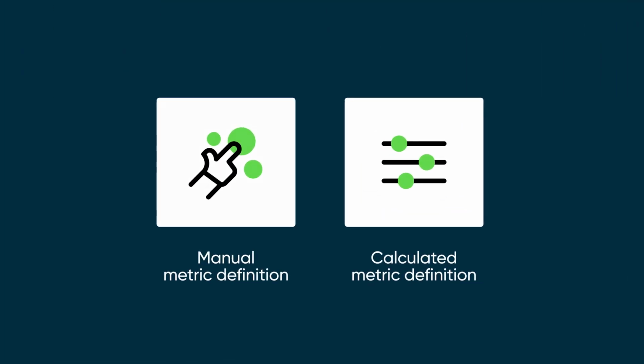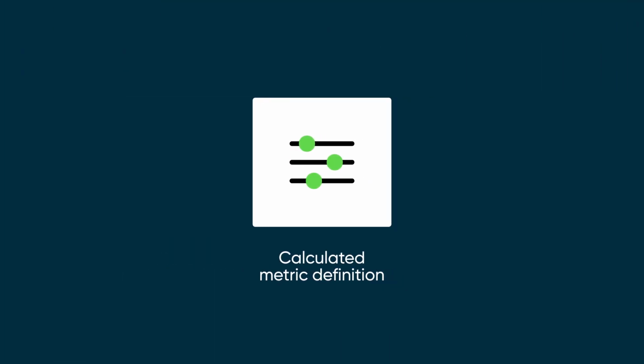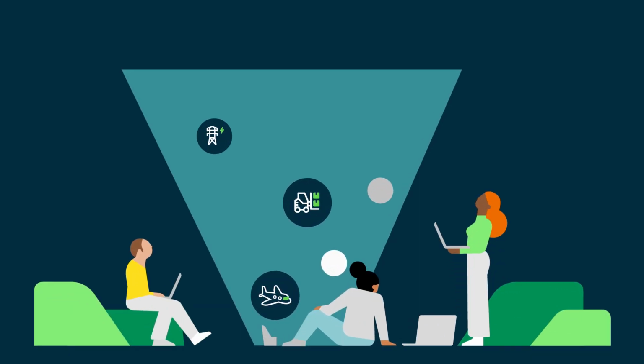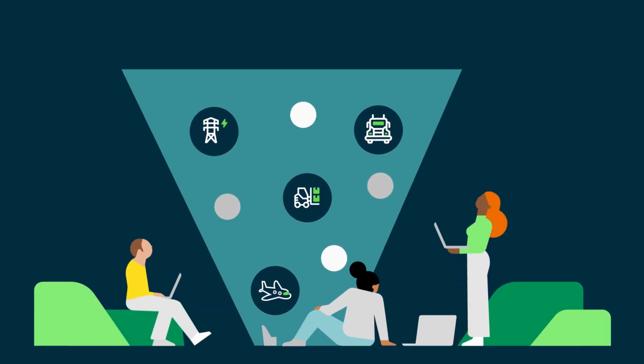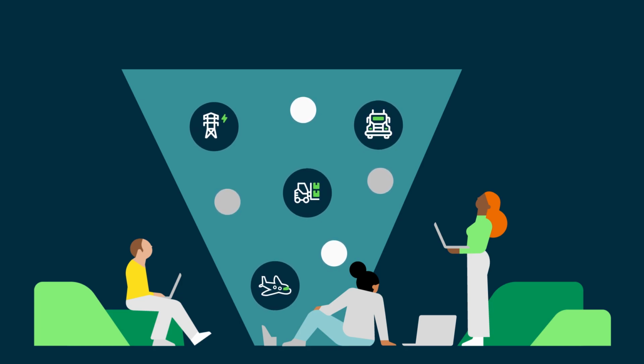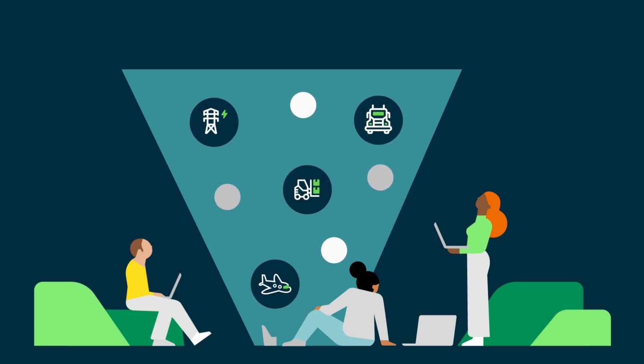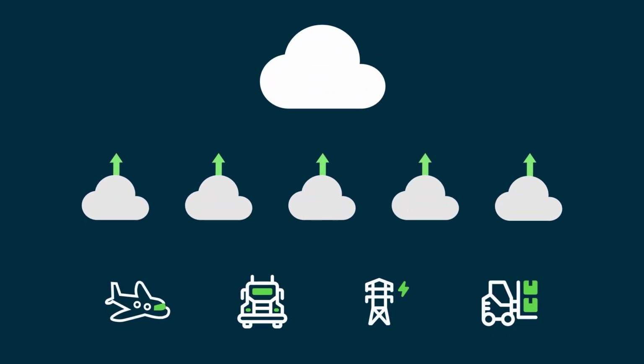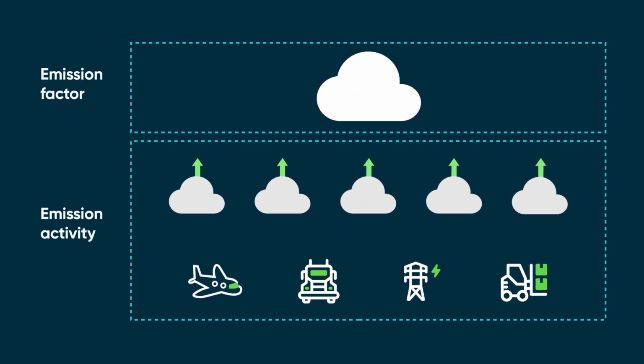Now let's look at a use case for the calculated metric definition, carbon accounting. Carbon accounting is a way for organizations to calculate their greenhouse gas emissions to help them understand their climate impact and set goals to limit their emissions. We can calculate emissions using a calculated metric definition. But first, we need to create emission activities and emission factors.